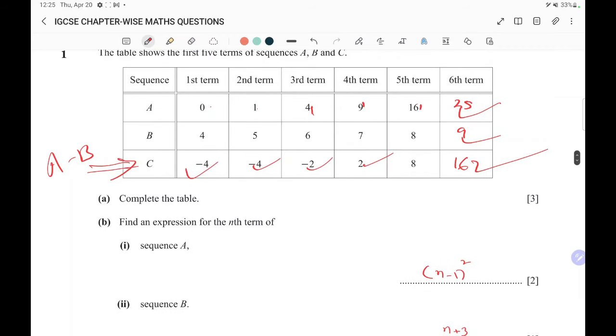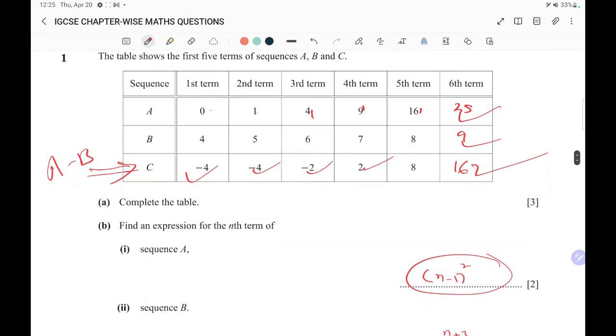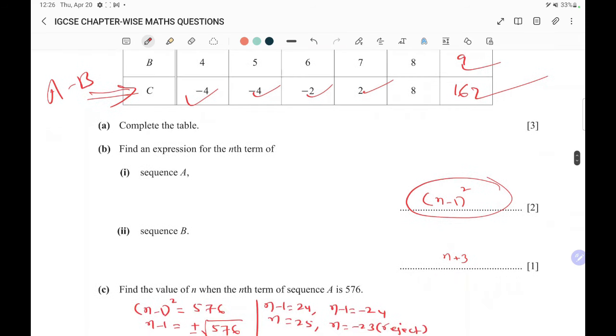We have completed that. Find an expression for the nth term of sequence A. Which is n minus 1 whole squared. If you put n equals 1, 1 minus 1 is 0, squared. If you put n equals 2, 2 minus 1. So you can easily understand. That's a simple question. Now the B part is n plus 3.